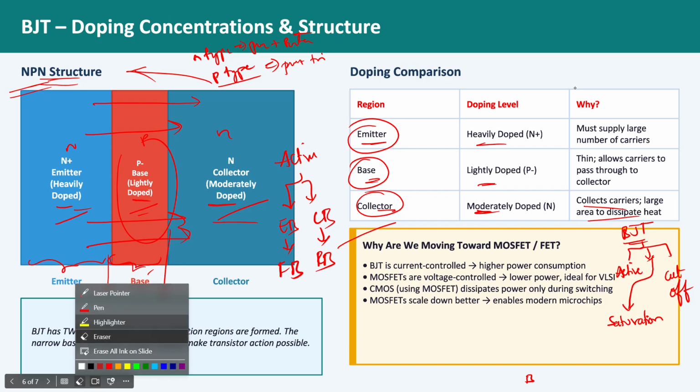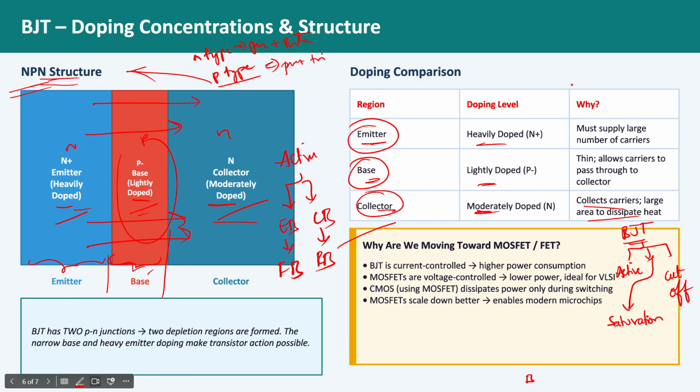I will write it here. So for saturation, emitter base and collector base both will be forward biased. So for the cutoff region, in the NPN transistor, both are reverse biased.